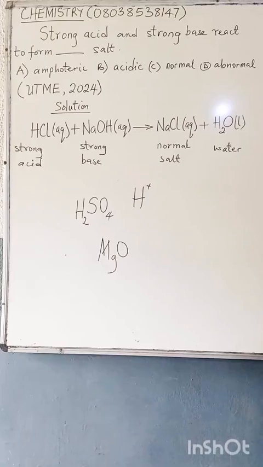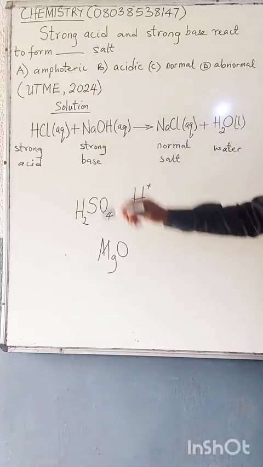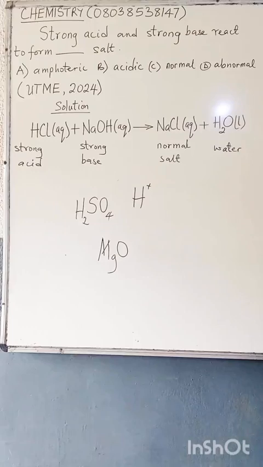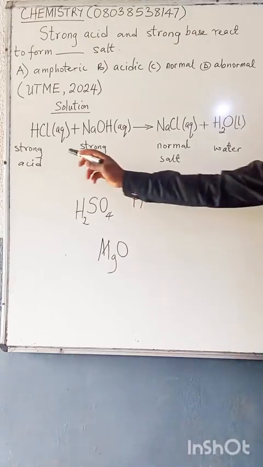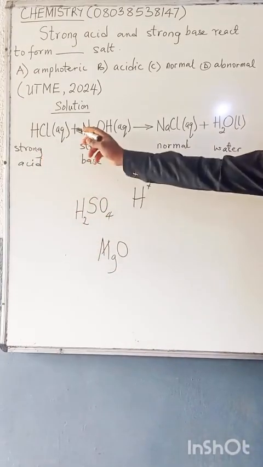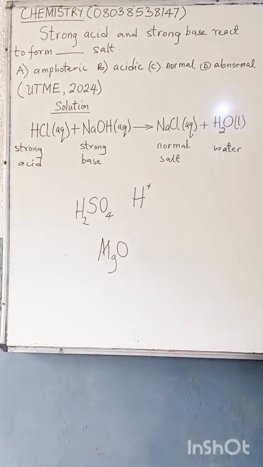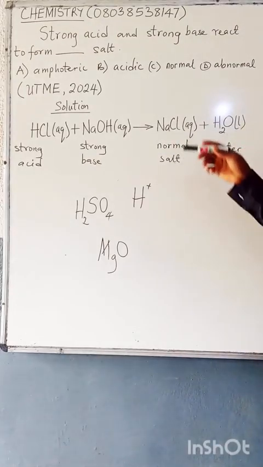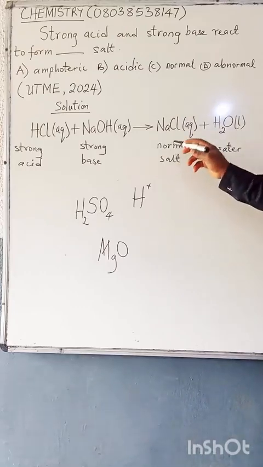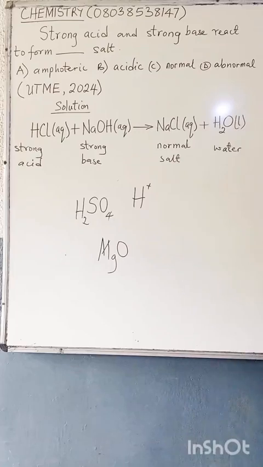What is a strong base? A strong base is any base that can dissolve in water completely and it produces high concentration of hydroxide ions. That is what we define as a strong base. NaOH is a good example of a strong base. So when a strong acid HCl reacts with a strong base NaOH, a salt is produced. I will call that salt a normal salt, and water is also produced.